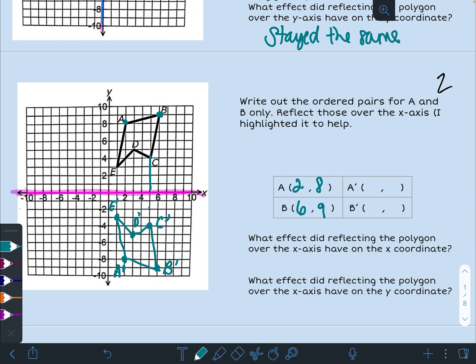So now my new ordered pairs: A prime is at (2, -8). B prime is at (6, -9). So I'm going to look again at what the effect is when I reflect over the x-axis on the x-coordinate. If I have 2, it stayed 2. If I had 6, it stayed 6. Those are my x-coordinates. So it had no effect on them. They stayed the same.